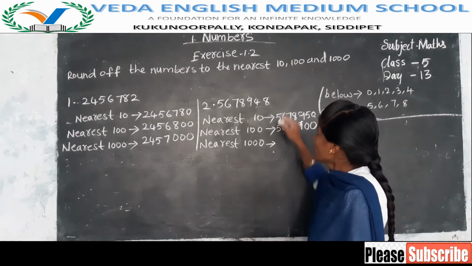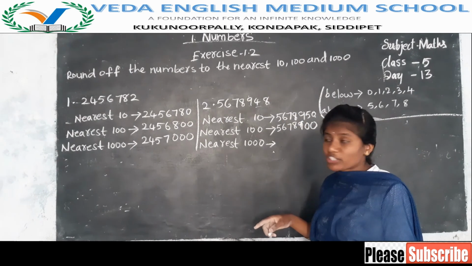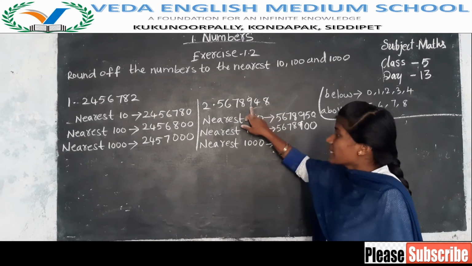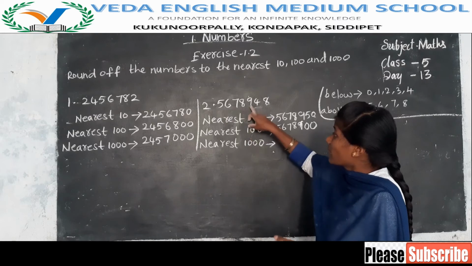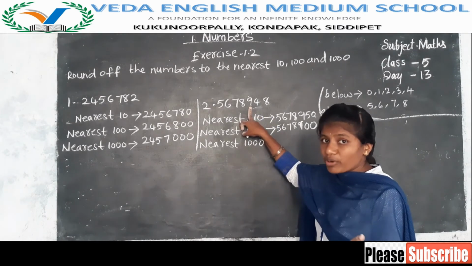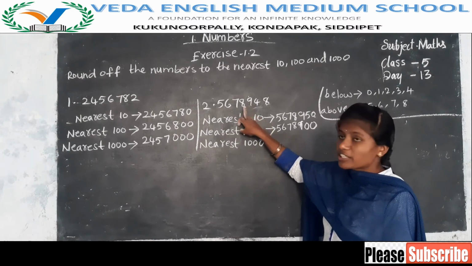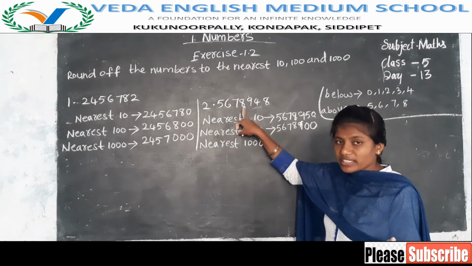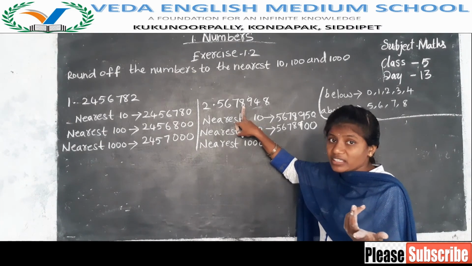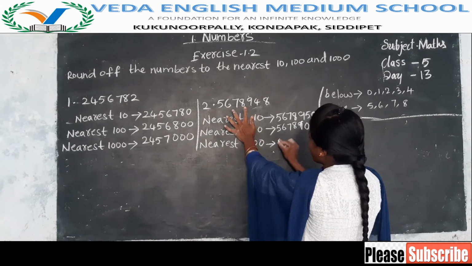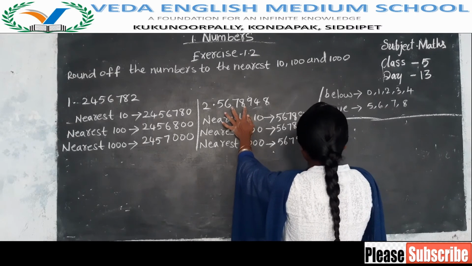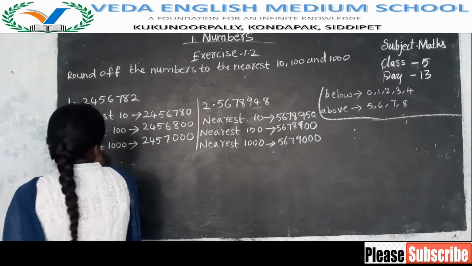Next, nearest 1000. Nearest 1000 means which place value you have to check? You have to check the place value of 100. What do you have in the hundreds place? 9. 9 is above number or below number? Above number. Above 5 means you have to increase the next number. What is the next number here? 8. If you increase the 8 by 1 time, then what you will get? 9. So 5, 6, 7, 9, 0, 0, 0. Next, third question.